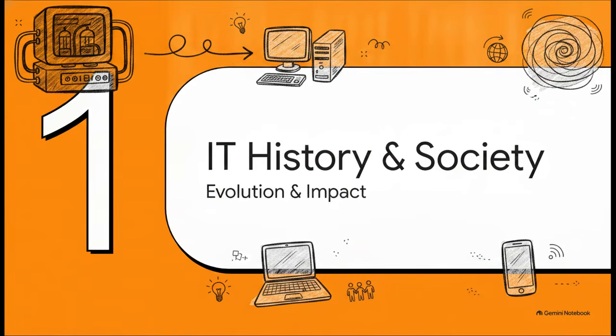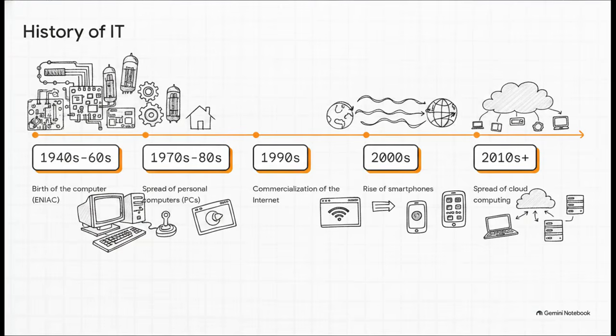Section 1, IT history and society. We began our journey by looking at how computing shrank from literally room-sized machines to global networks, and how this physical evolution entirely transformed our daily lives. Okay, here is a major exam memory point you'll want to highlight. At each one of these historical stages, IT didn't just get smaller and faster, it introduced a brand new technology that radically changed how society communicates, works, and does business.